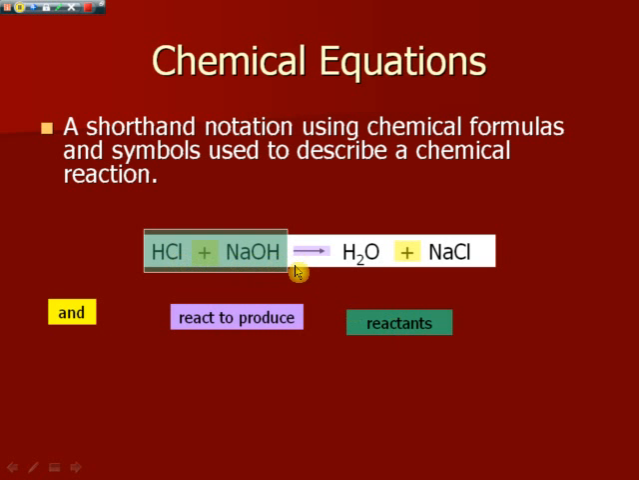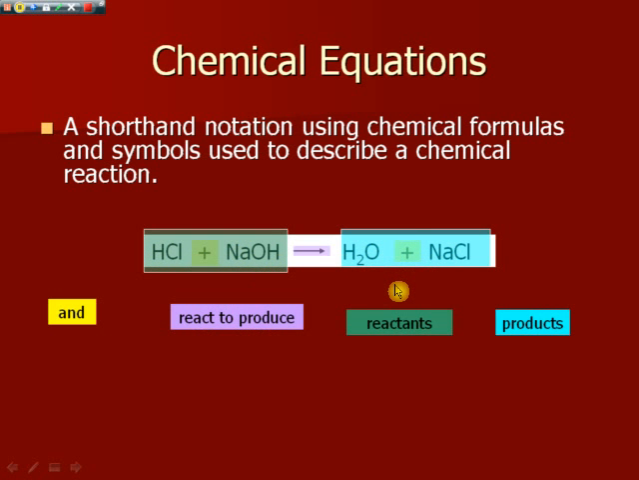Those are the things that the arrow is pointing away from. Those are the things that we combine to make something new. And the stuff on the right here, H2O and NaCl, those things are called the products. The arrow points to the products. So here we have the reactants react to produce the products.